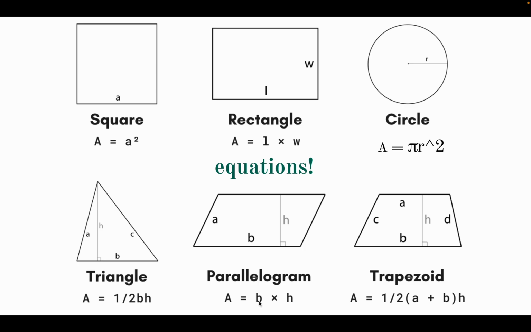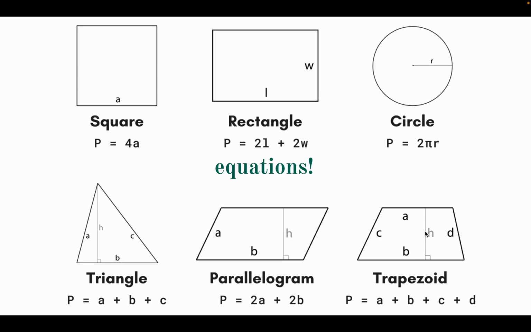Parallelogram is base times height, where base is right here, the bottom part here, and then the height is just like the vertical value there. Trapezoid is 1/2 base 1 plus base 2 times the height.